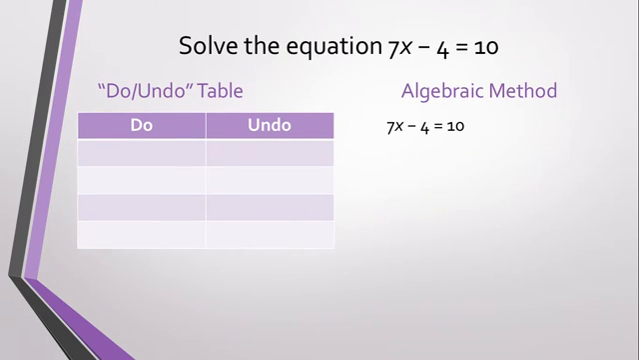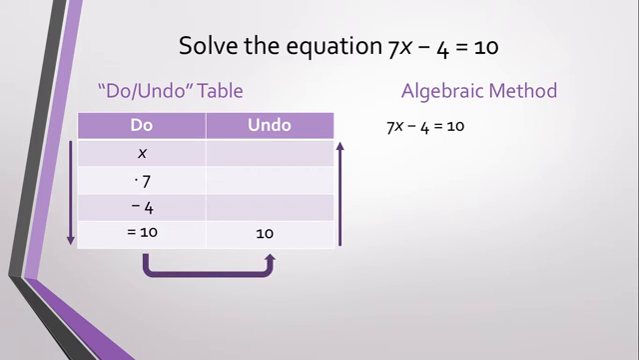And our final example, 7x minus 4 equals 10. So again, we start off with our x value, we multiply by 7, then we subtract 4, and we had 10 as an answer. So to undo it, and again, pay close attention to the undo table and our algebraic method.